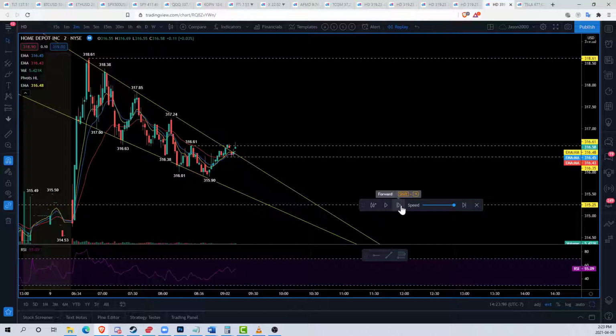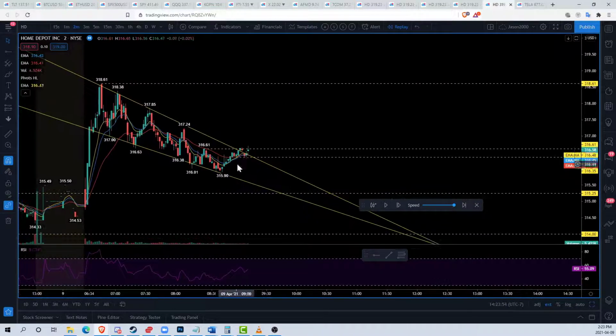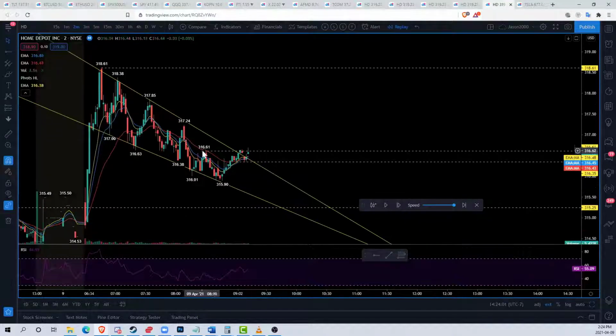So now we are outside of our pattern. In theory, we either have one of two entries. If we have broken above and waited for that back test, I wouldn't be willing to put on much more risk than falling under the 316.35. I don't want to fall back into pattern. That's going to negate the entire process here.